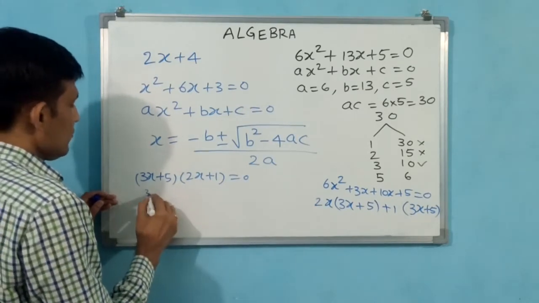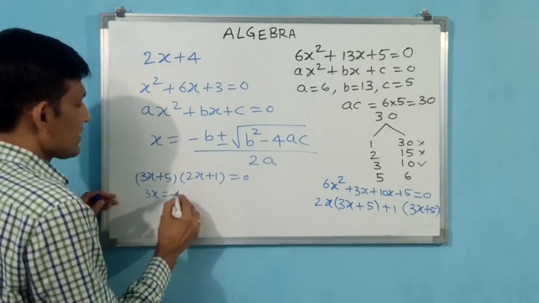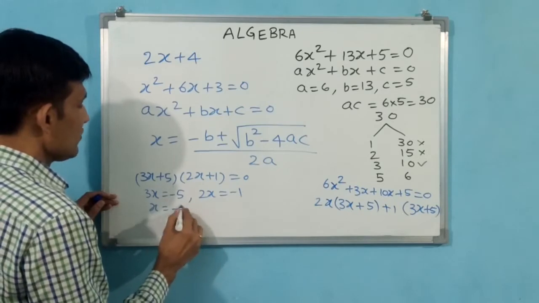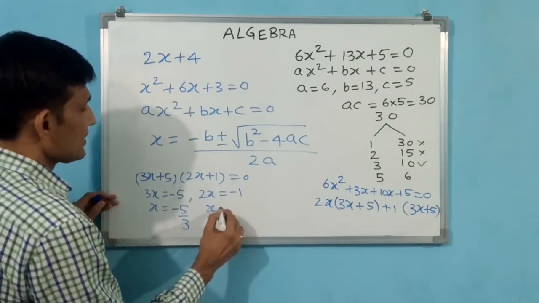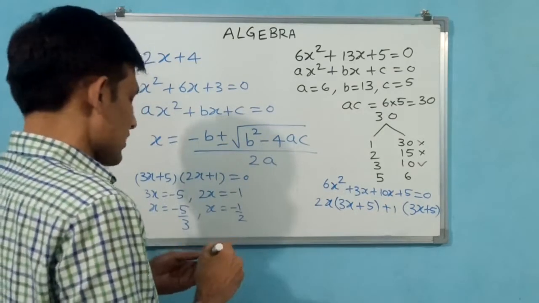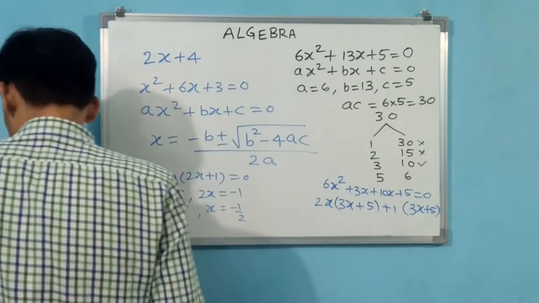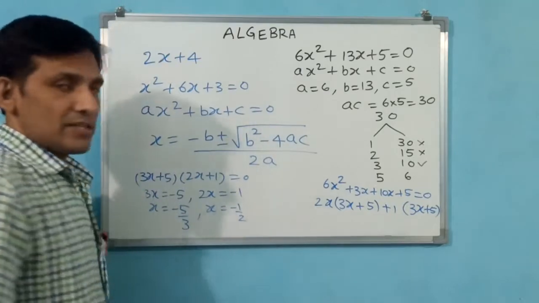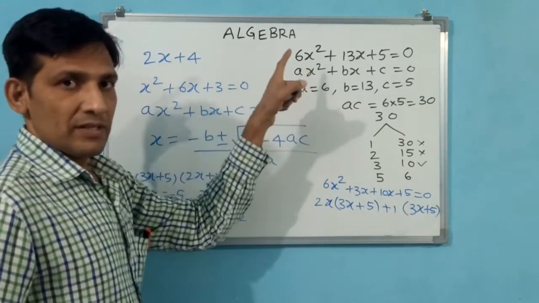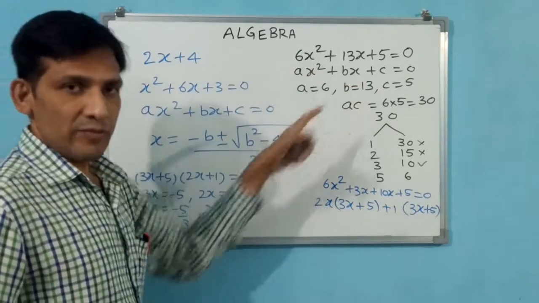Okay. 3x is equal to minus 5. 2x is equal to minus 1. X is equal to minus 5 by 3. X is equal to minus 1 by 2. I said 2 roots will come. 2 roots have come. Okay. This is the factorization method of finding the real roots, or roots of the quadratic equation, or x values.